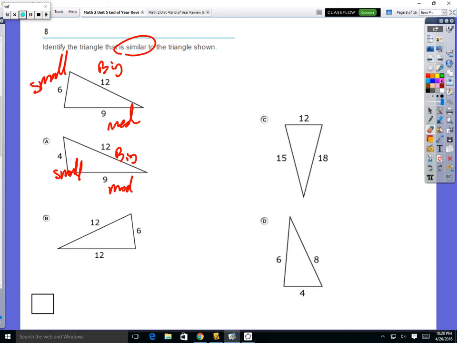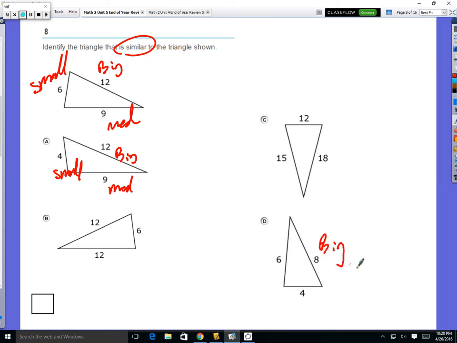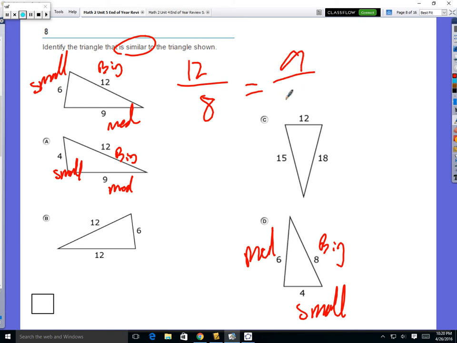I think it's going to be D. Let's look at D. Okay, this is the big, this is the medium, and this is the small. So let's compare big to big. So 12 is to 8. Now medium, I'm going to always put these pieces on top. 9 is to 6. As, let's do small to small. 6 is to 4.